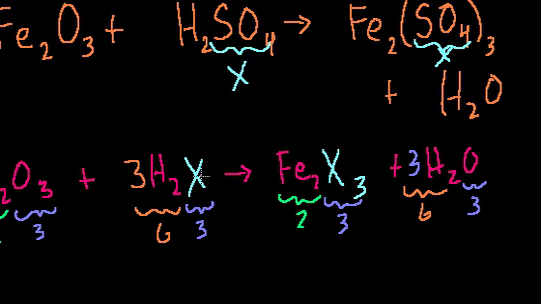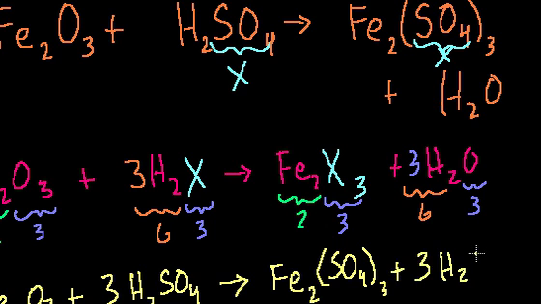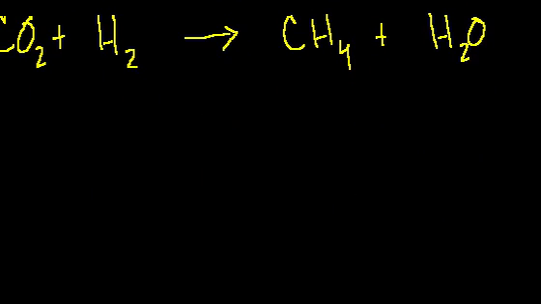And if we want to write it back in terms of the sulfate, we can just unsubstitute the X, and we're left with 1 molecule of iron oxide plus 3 molecules of sulfuric acid, H2SO4, I just unsubstitute the X with SO4, yields 1 of these molecules, Fe2(SO4)3, I just unsubstituted the X, plus 3 molecules of water. Let's do one more, and then I think we'll be all balanced out.